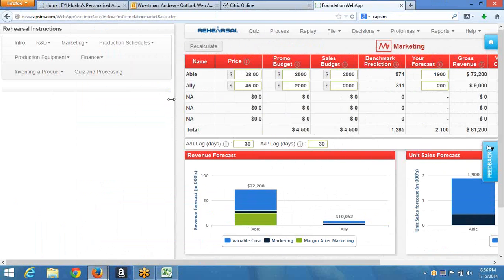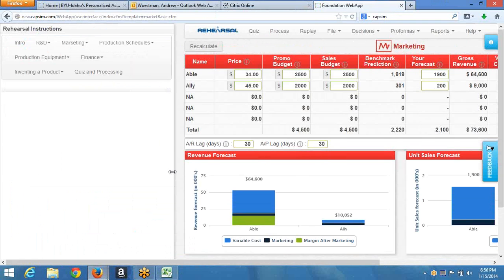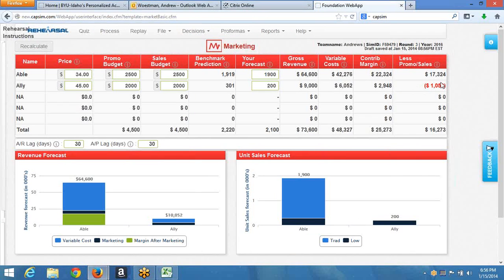I put her down to, I'm going to do 34, just so that she's competitive, and I'm going to recalculate. So now she's going to make me $17,324.